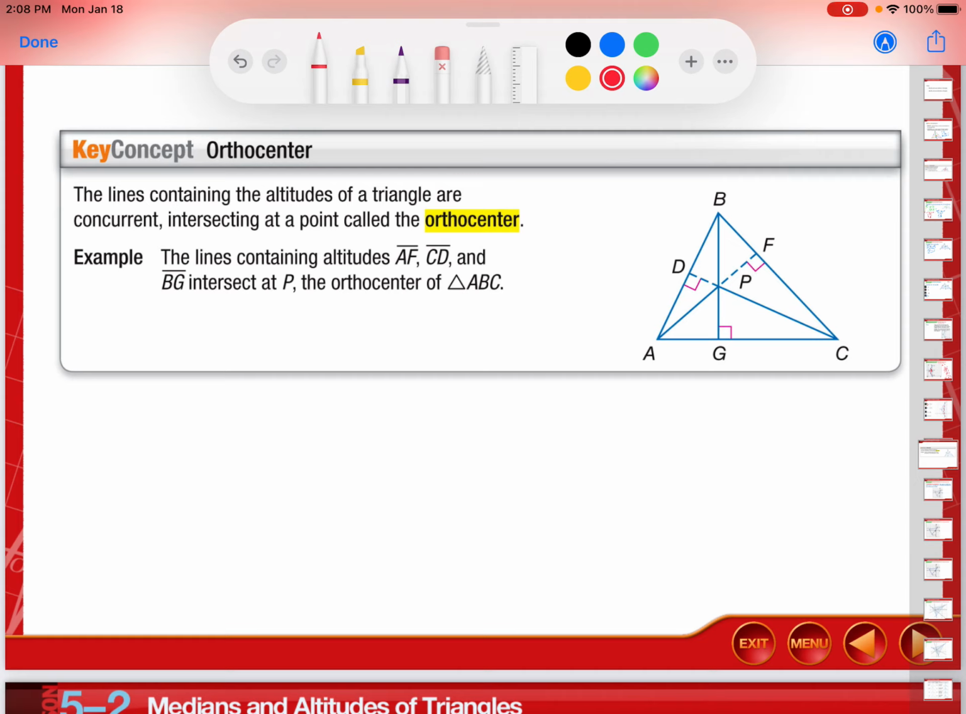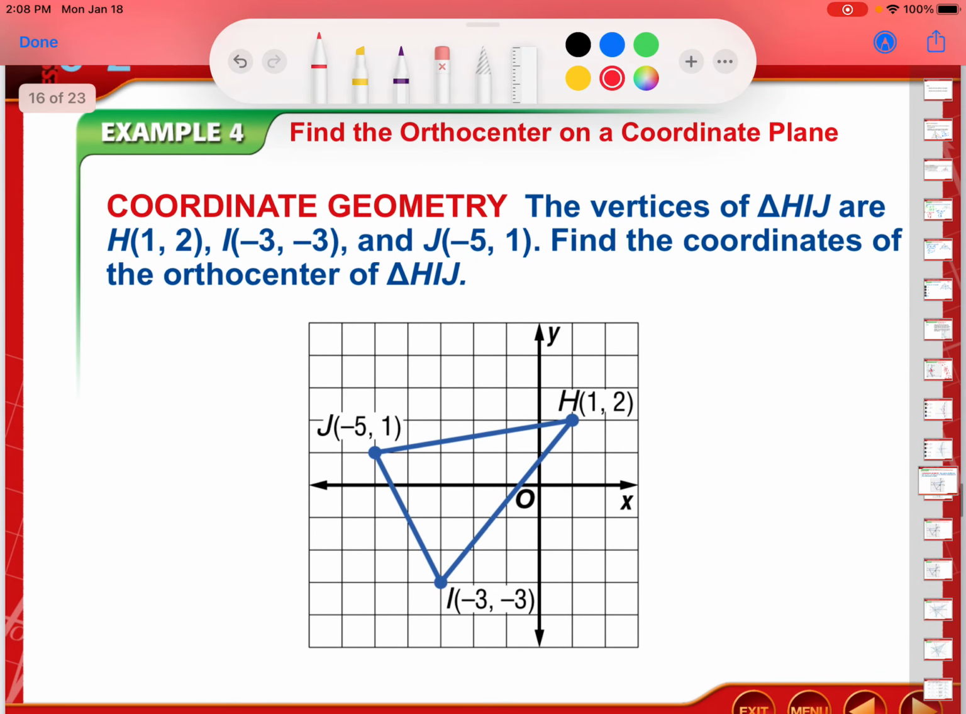So orthocenter: the lines containing the altitudes of a triangle are concurrent, intersecting at a point called the orthocenter. So if we take all our heights or altitudes and we connect them, then our middle point here is going to be the orthocenter. Find the vertices of HIJ, those points. Find the coordinates of the orthocenter.